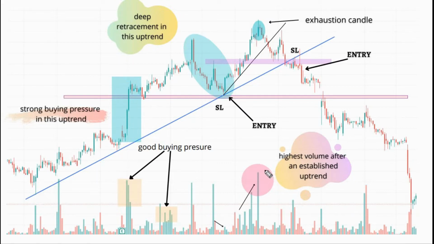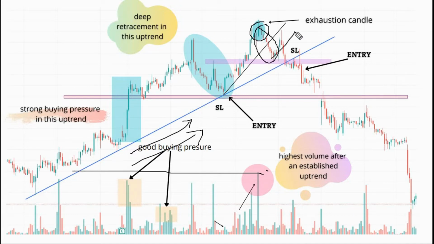And also see the kind of volume that is happening here, huge volume after an established uptrend. So this is an indication that this could be a potential exhaustion in the markets because it is overstretched. Okay, and then we saw a sharp selling momentum, then weak buying momentum which couldn't cross the last swing high. So this is again an indication that sellers are very strong.